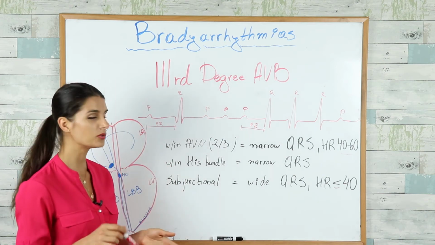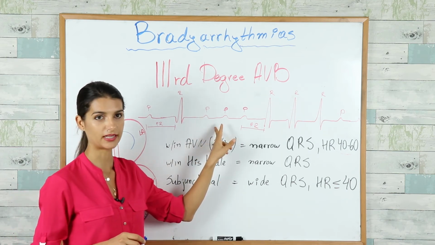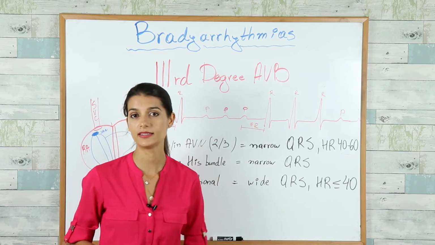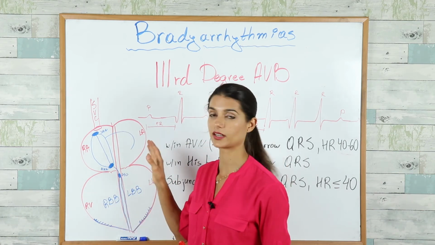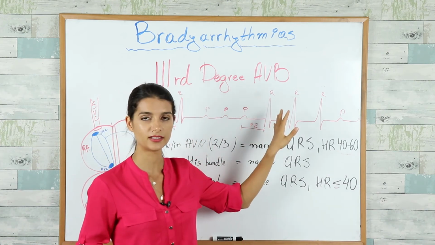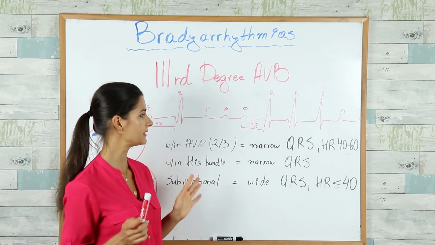Alright, so also I want you to notice something here. The PP intervals and the RR intervals will be always constant. We said that the atria and the ventricles are contracting on their own, but they're contracting with a steady rhythm. That's why here the PP and the RR intervals will be constant and always constant. Now, why is this happening?